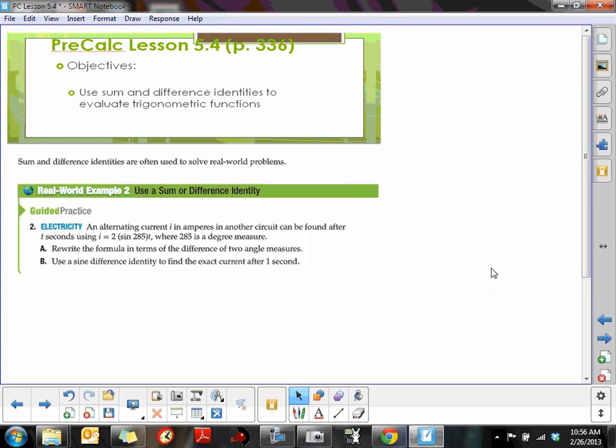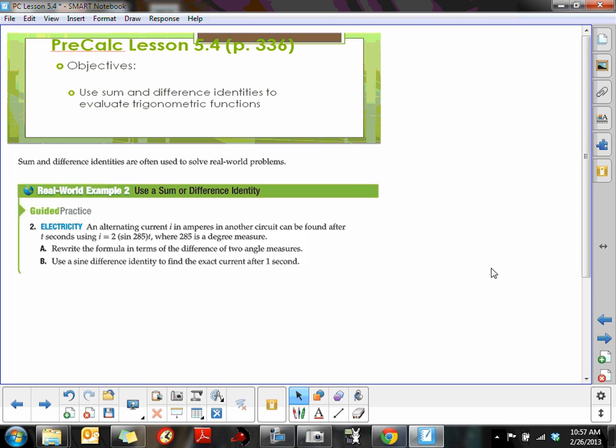The second example, again, is another example where we can use the sum and difference identities of sine. In this case, it says electricity at alternating current I in amperes in another circuit can be found after t seconds using the formula I equals 2 sine of 285 times the time, where 285 is a degree measure. It says rewrite this formula in terms of the difference of two angles.